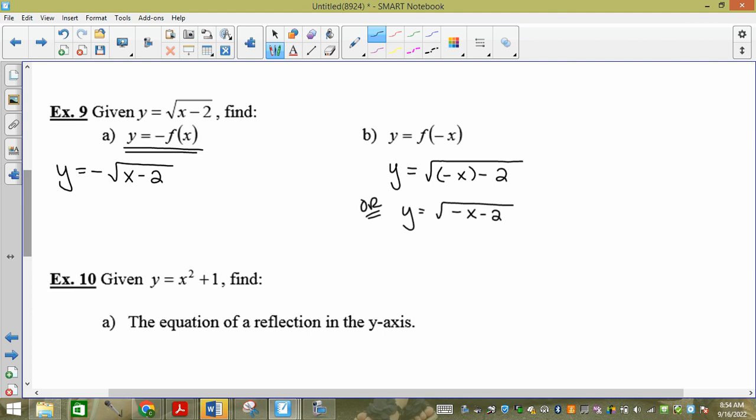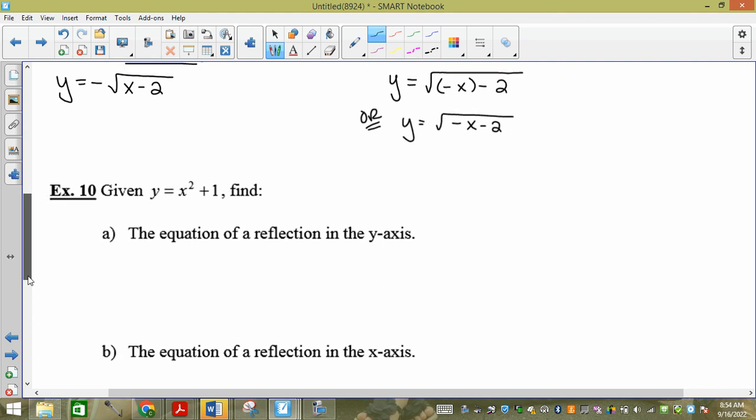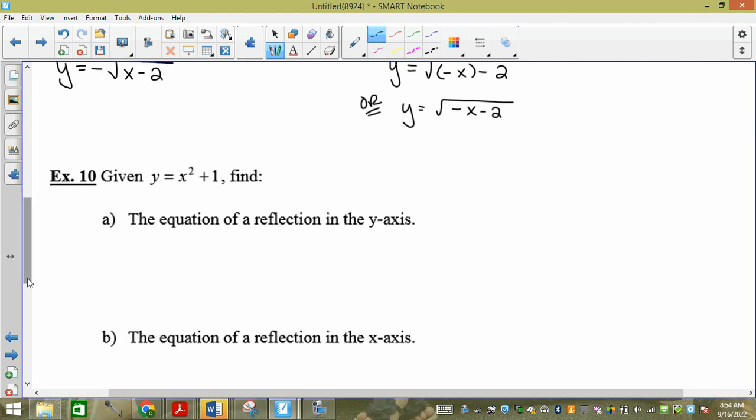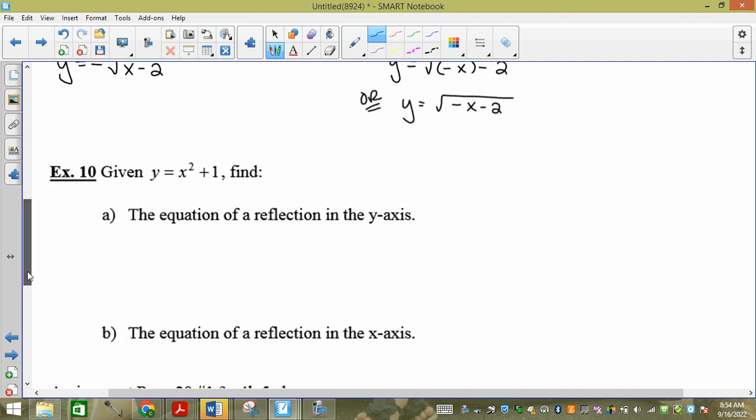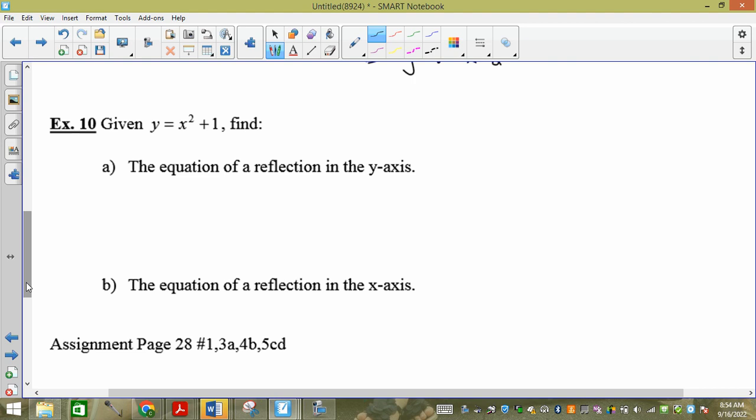And remember, we should be able to check these, right? If they don't have an f in them, we should be able to check them, because we should be able to put in y1 and y2, and they should reflect properly. You can also check with your mapping. Okay, I want you to try example 10. Quickly. Now we're moving on to stretches, not reflections.